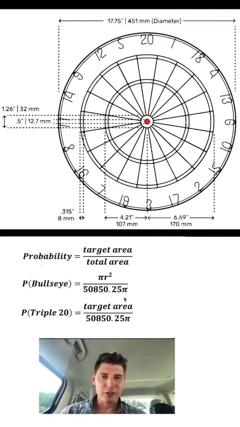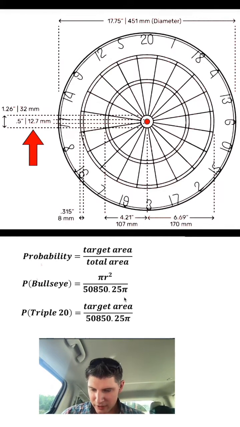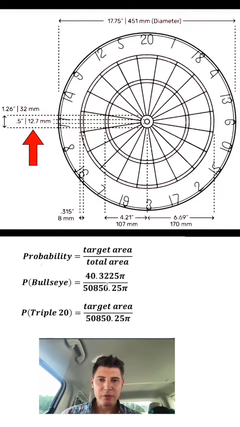So next, for the target area of the bullseye, it's also a circle. So that's going to be pi r squared. And the r for this, we can go over here and see the diameter is 12.7 millimeters. So the radius is going to be half that, which is 6.35. In for this r, I'm going to plug in 6.35. And then 6.35 squared is 40.3225 pi.